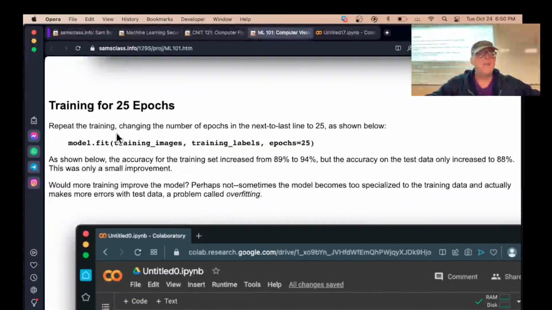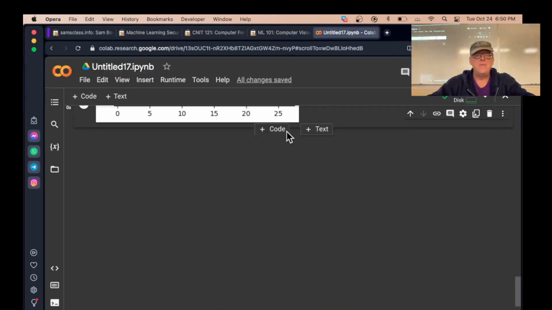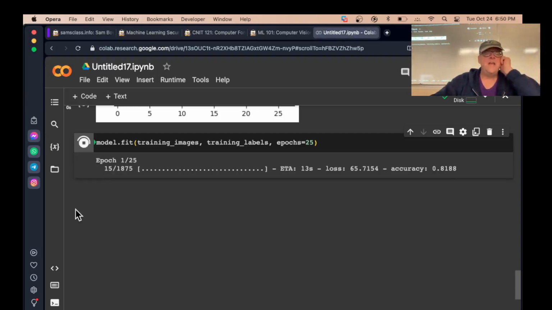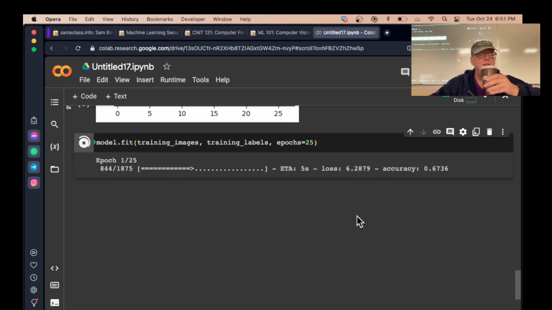And so you can try training it more. Let's try training it more. Just like you said, we only did 5 epochs of training. So let's see what happens if we do more. Now it takes about 10 seconds per cycle, so it won't take forever, but it'll take a few minutes.